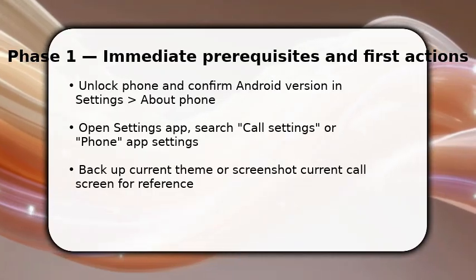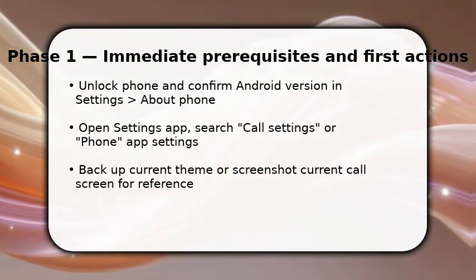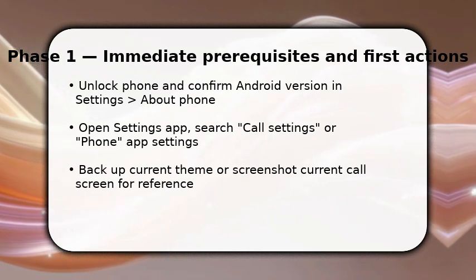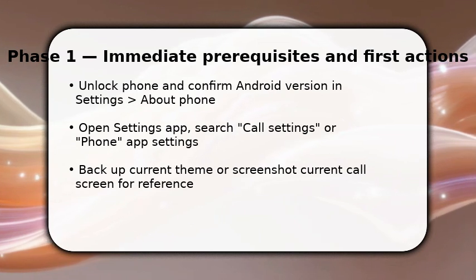You start by making sure the phone is ready. Confirm system version and back up the current look so you can revert if needed. Next, open Settings and search for Phone or Call Settings. This directs you to the right menu.